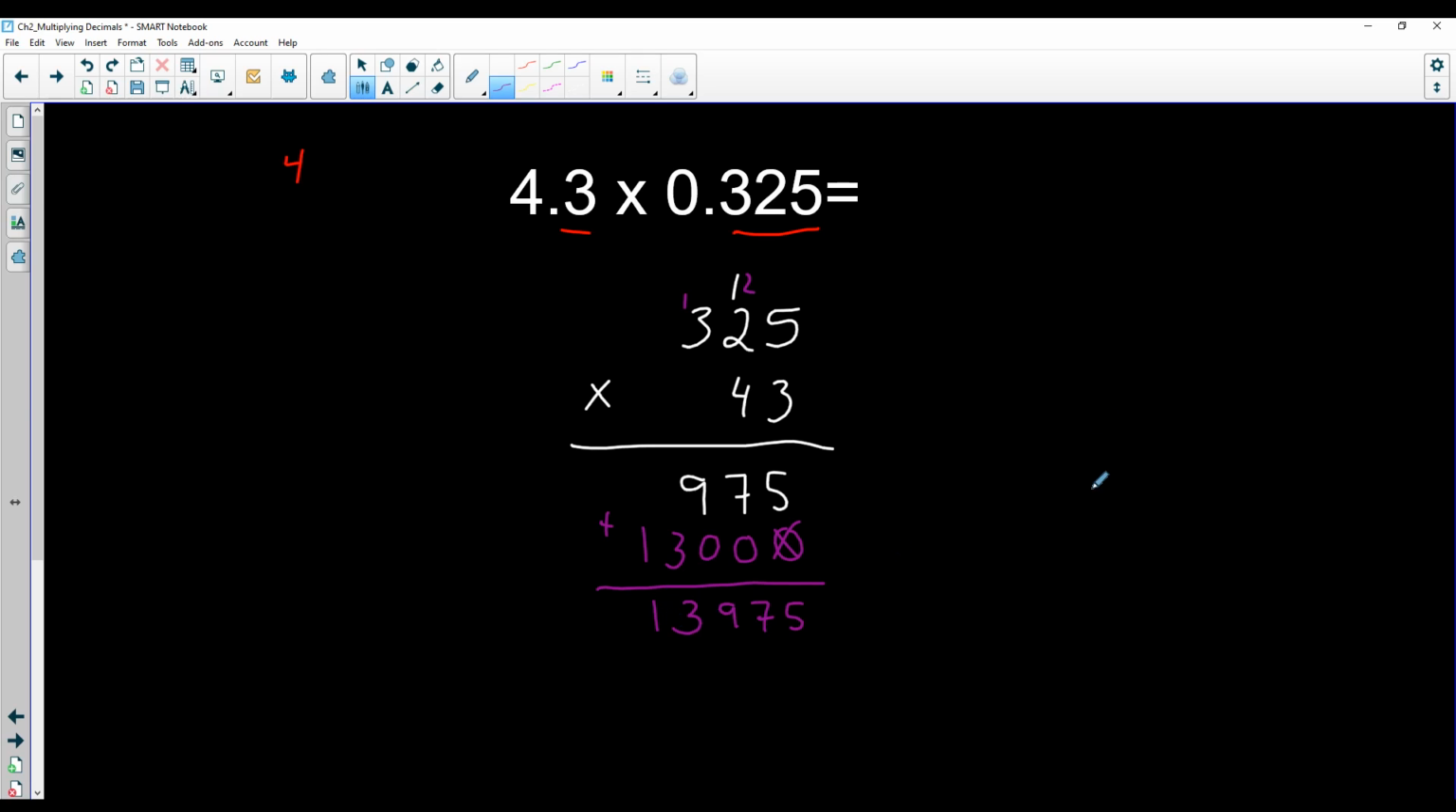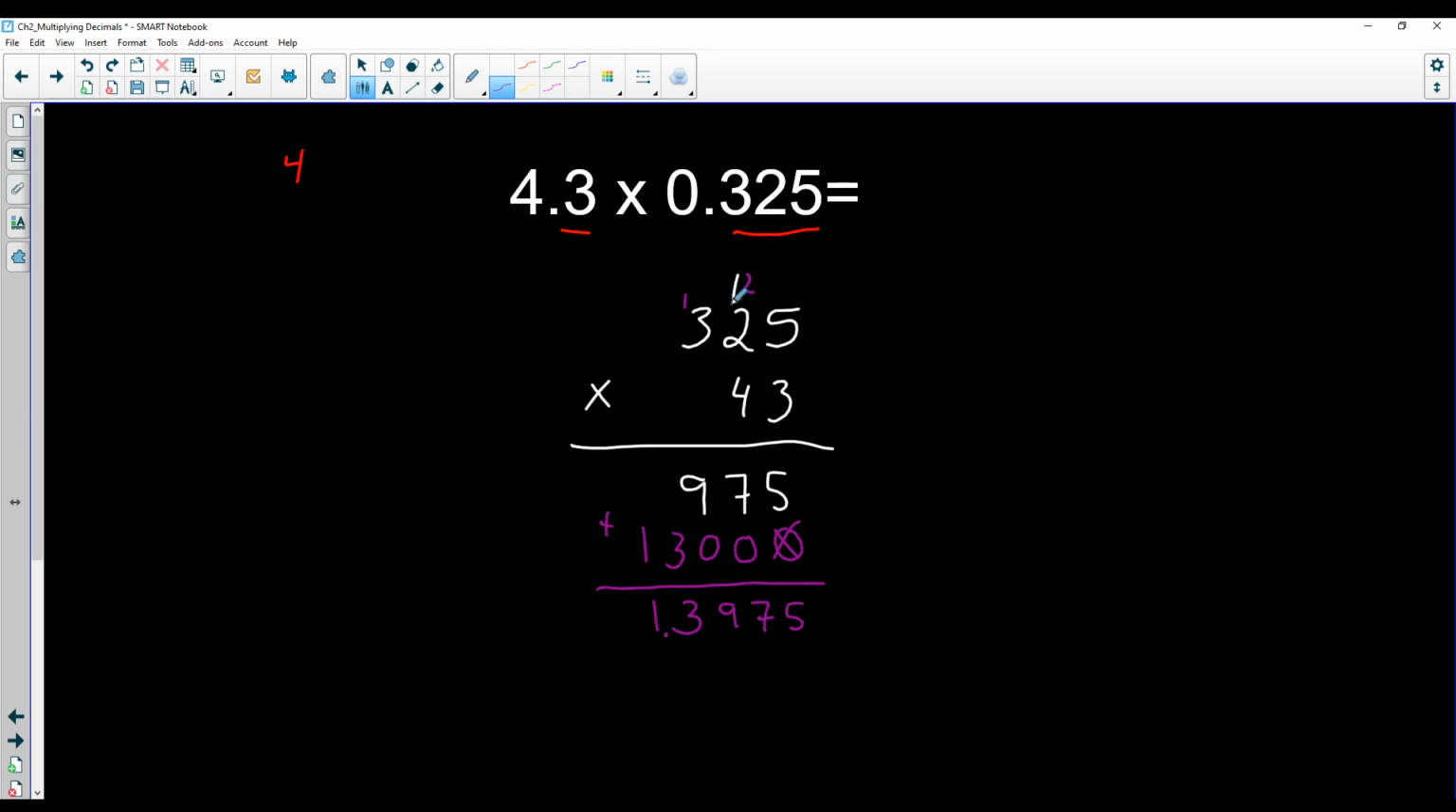Let's go back and think, our rule was drop the decimal, but don't forget it. Take a look, we had 4 decimal places. So we're going to put that back in: 1 decimal place, 2, 3, 4.